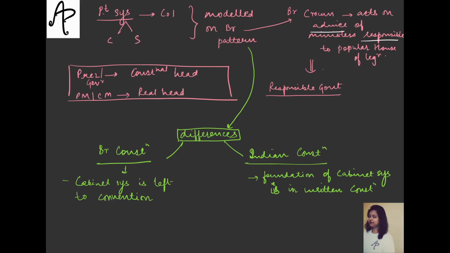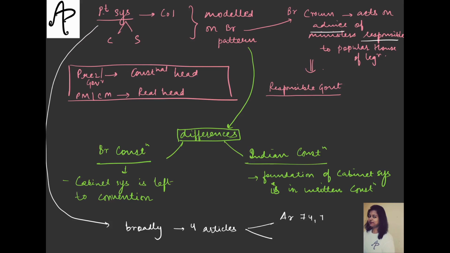Okay, now we have understood the similarities and the differences, and therefore we have to notice that this principle of parliamentary system that we talk about is not given as such in any detailed format in the constitution. It is not given in the detailed format, but broadly is covered in 4 articles. And what are the 4 articles? 74 and 75 for the union, and 163 and 164 for the state executive. Therefore, these two we will do today.